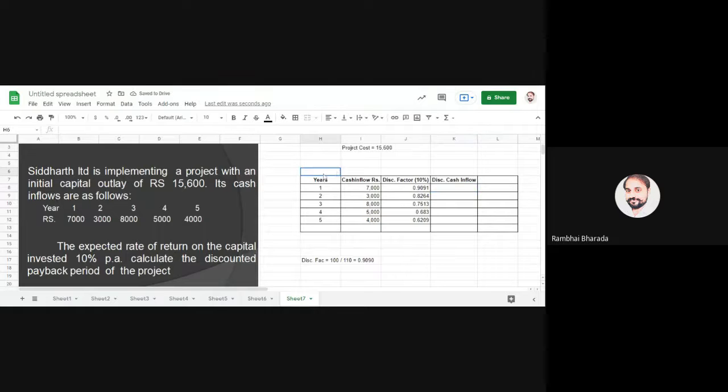It means if I give numbers to all the columns, this is number 1, this is number 2, this is number 3, number 4. So here column 4 means multiplication of 2 into 3, cash inflow into discounting factor. You will get discounted cash inflow. Do the calculation.